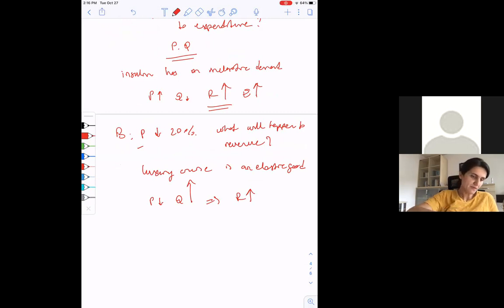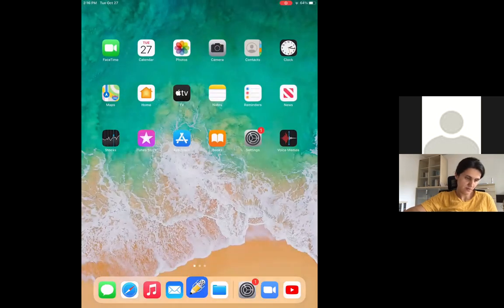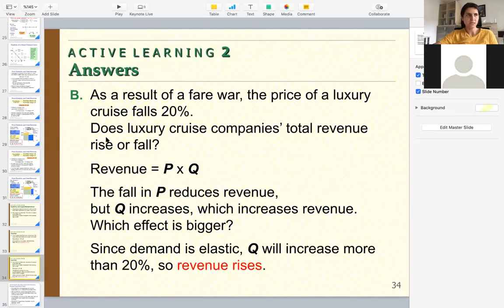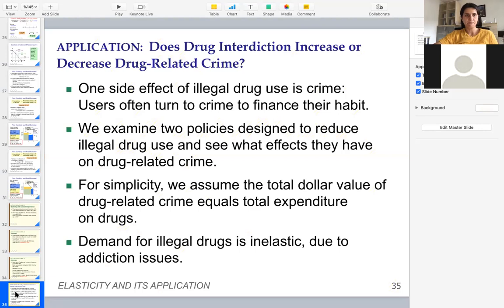Let me check where we are. Just a second. We are in this slide now, slide 34. So we solved it. And then let's continue.